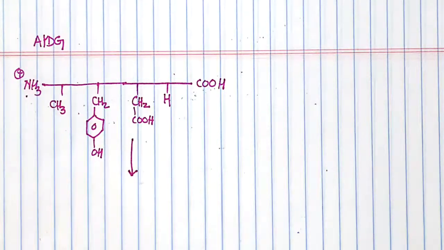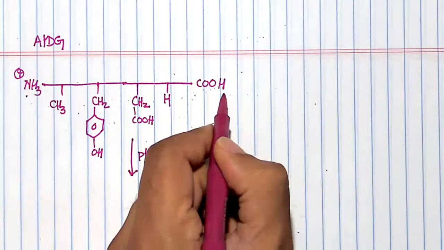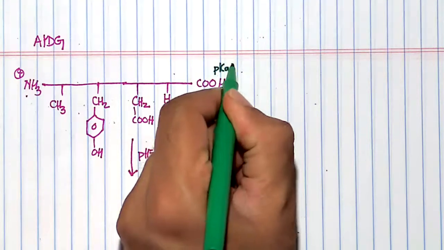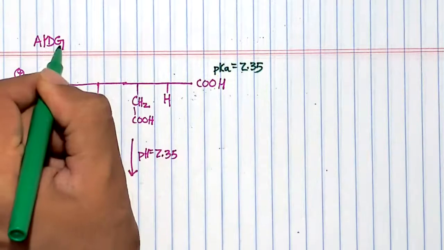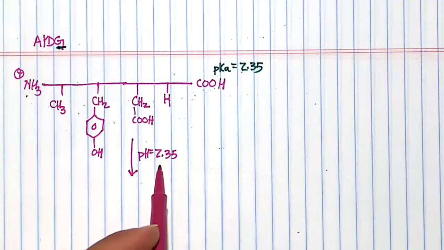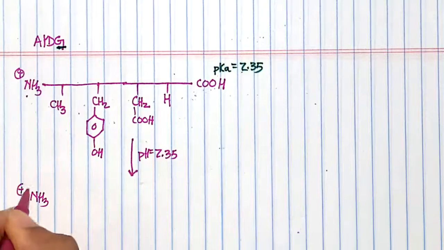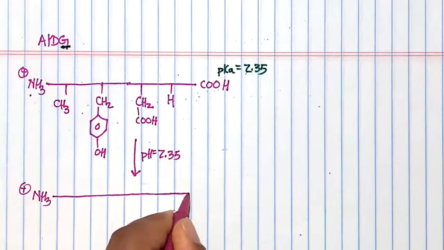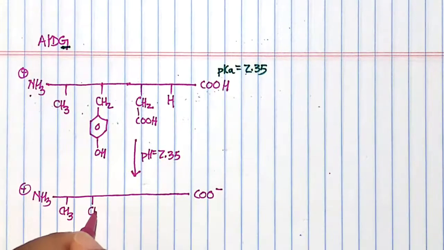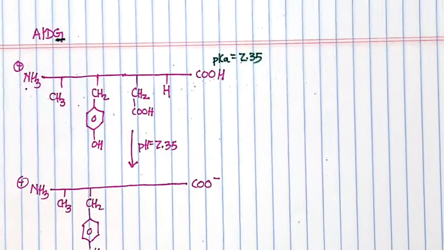that at a pH of 2.35, this proton comes off because this has a pKa of 2.35. The alpha carboxylic acid group of glycine has a pKa of 2.35, so at a pH of 2.35, this will start to come off, and I'll have this form of the structure. This side chain stays the same. This side chain still remains the same.